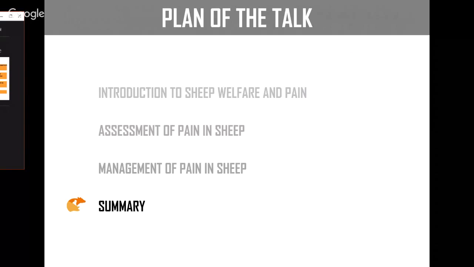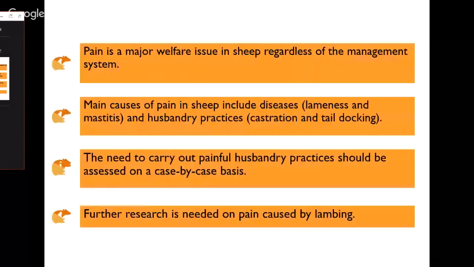Right, so this brings me to the last section of my talk, which is a very short summary, 12 ideas which summarize the content of the webinar. Pain is a major welfare issue in sheep, regardless of the management system. The main causes of pain in sheep include diseases, mainly lameness and mastitis, and husbandry practices, mainly castration and tail docking, and some others as well, which are country-specific.